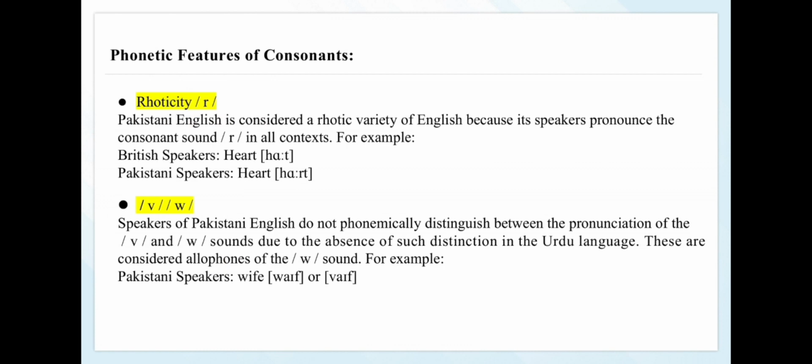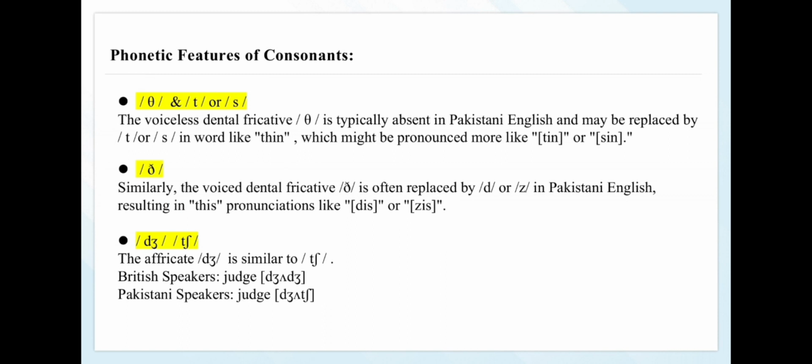Phonetic features of consonants. Rhoticity. Pakistani English is considered a rhotic variety of English. For example, heart. Pakistani speakers will say the r in heart. Another pair, v and w, there is no big difference. So wife can be pronounced vife or wife. The voiceless dental fricative is absent, so the word thing might be pronounced like ting or thing. Similarly, the voiced dental fricative is replaced by d or z, so these might be pronounced dese or zese. The affricate j is similar to ch, so judge may be pronounced chudge.